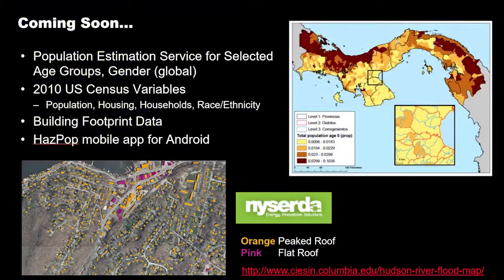One of the things we're doing with New York State is mapping literally every building in the state, trying to detect using imagery whether the roof is peaked or flat, but useful in integrating into a decision support tool that may be interested in potential flooding impacts or wind or other kinds of damage. And of course, we have an Android version of the mobile app that I mentioned under development.